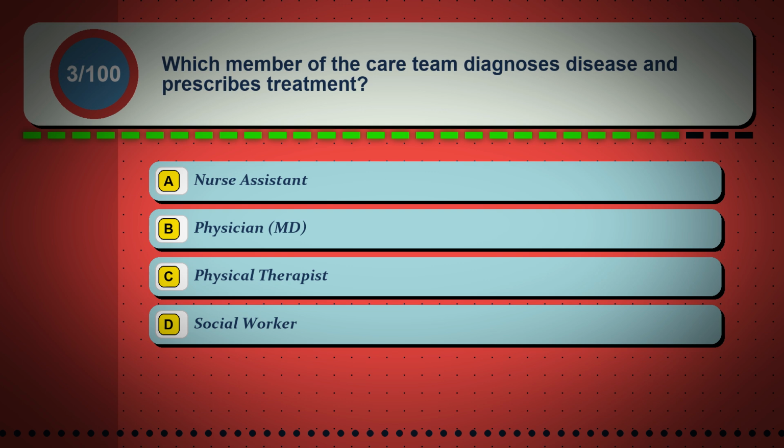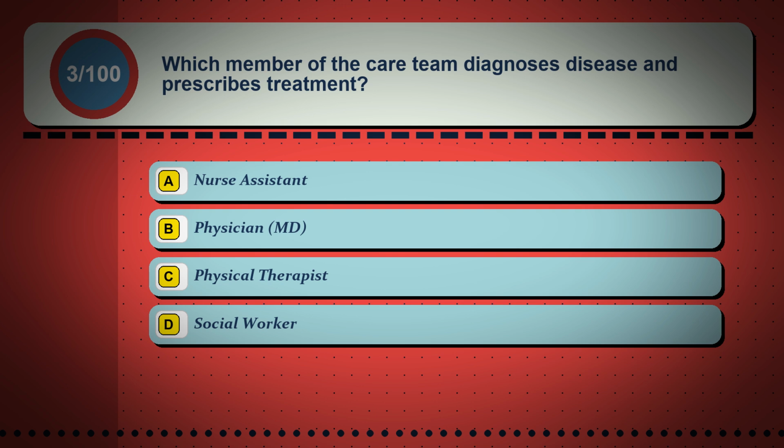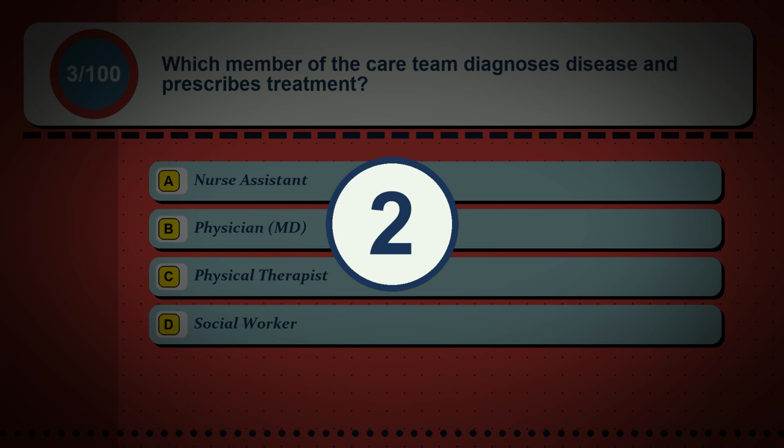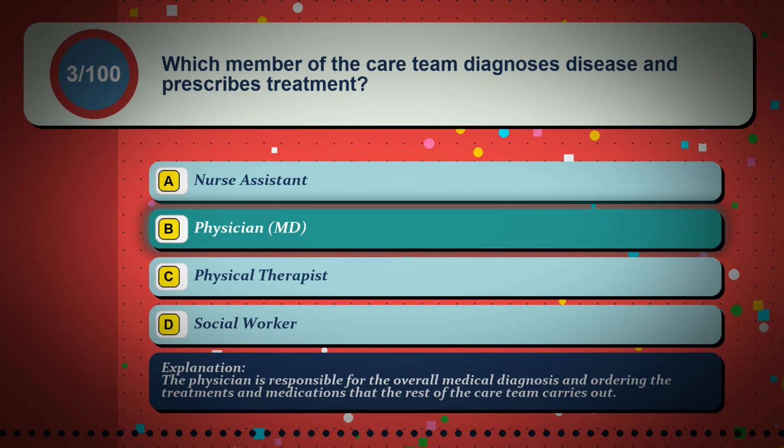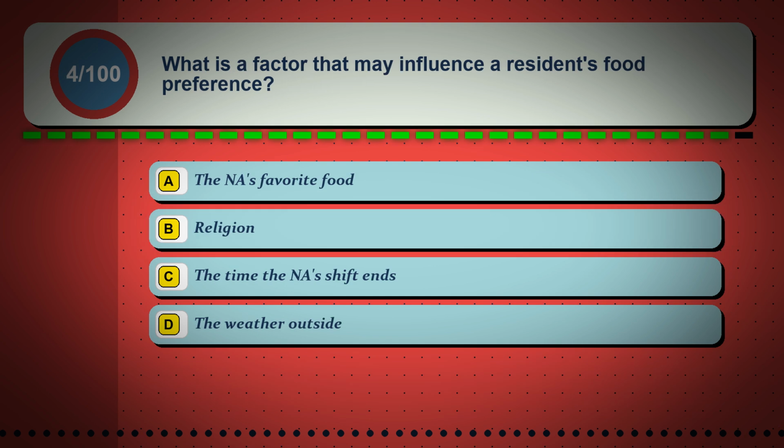Question 3. Which member of the care team diagnoses disease and prescribes treatment? Option A, a nurse assistant. Option B, physician, MD. Option C, a physical therapist. Option D, social worker. The correct answer is option B, physician, MD. The physician is responsible for the overall medical diagnosis and ordering the treatments and medications that the rest of the care team carries out.